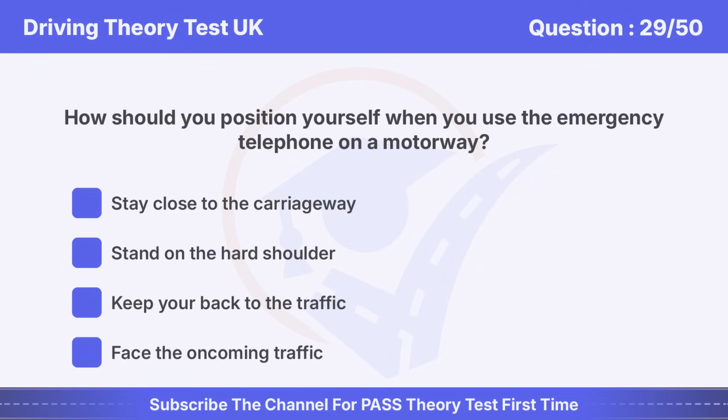Question 29. How should you position yourself when you use the emergency telephone on a motorway? Option A. Stay close to the carriageway. B. Stand on the hard shoulder. C. Keep your back to the traffic. D. Face the oncoming traffic. Answer is D. Face the oncoming traffic.